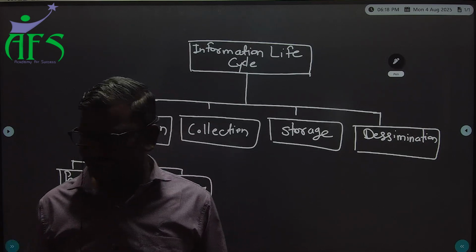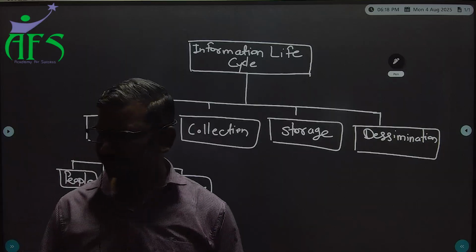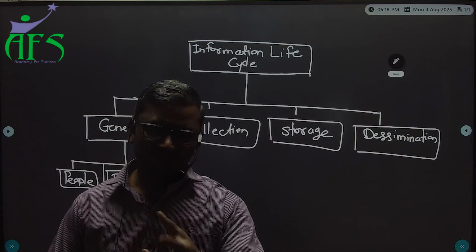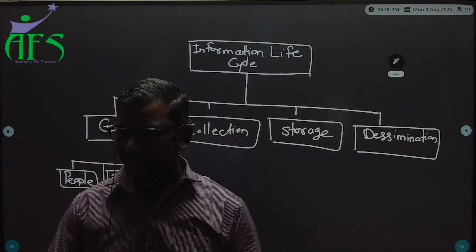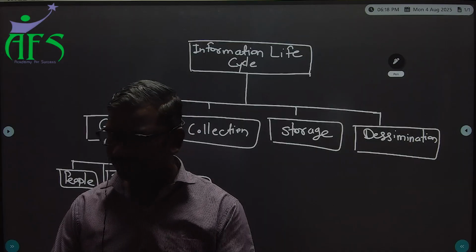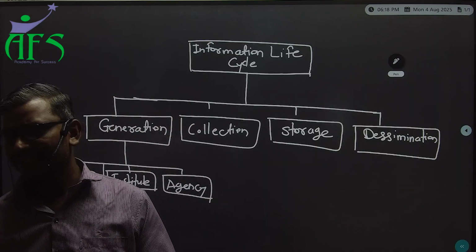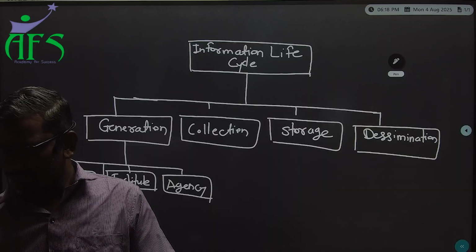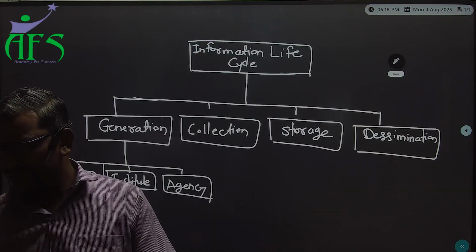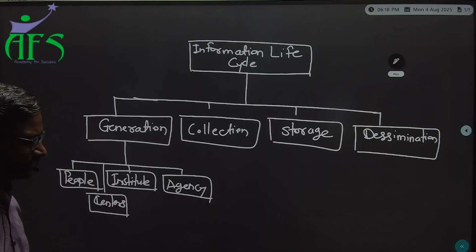we can take an online example also. OPAC is there, and another example is software. Email is there, Google Form is there. There are many examples we can use to collect the information.